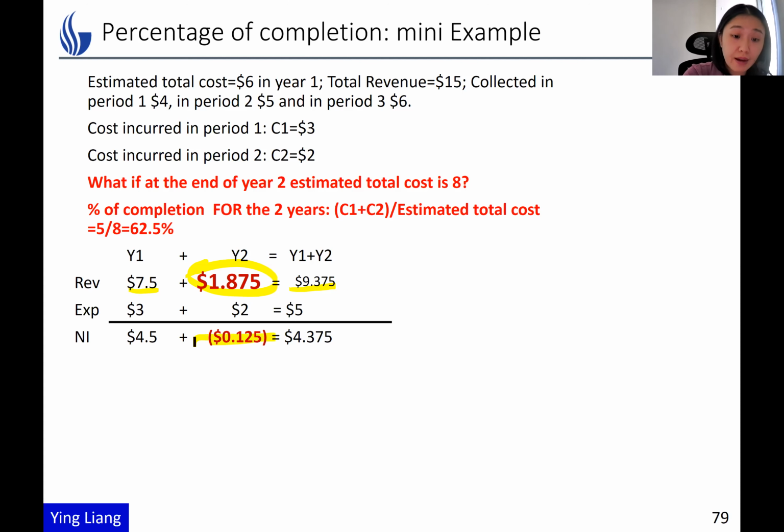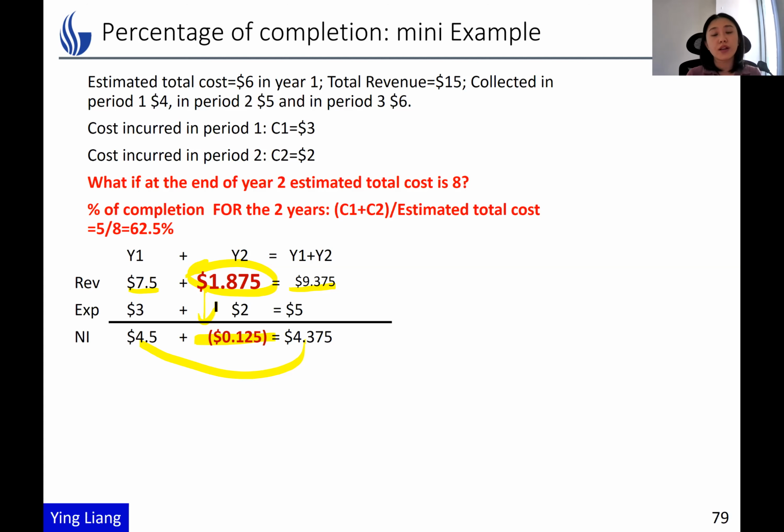Same for the net income, right? You can use 4.375 minus 4.5, which is a negative number, or you can simply use 1.875 minus 2. Either way, this is gonna be a loss. It's okay to have a loss. It's just, our estimation changes that lead to a loss for year two.